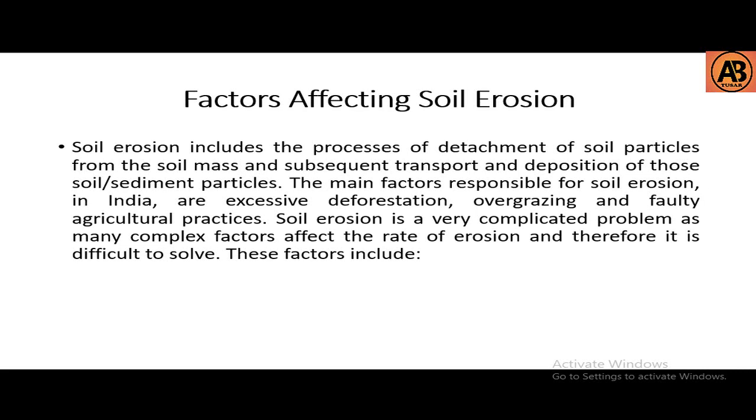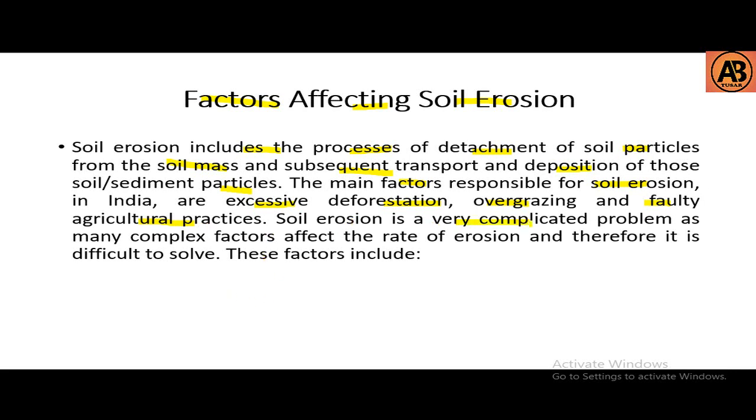In the previous video we learned about different types of soil erosion, and in this video we will learn about different types of factors affecting soil erosion. Soil erosion includes the processes of detachment of soil particles from the soil mass and subsequent transport and deposition of those sediment particles. The main factors responsible for soil erosion in India and Bangladesh are excessive deforestation, overgrazing and faulty agricultural practices.